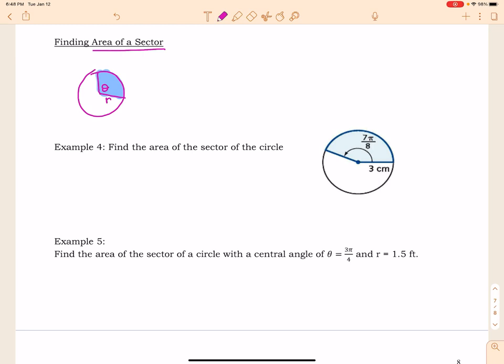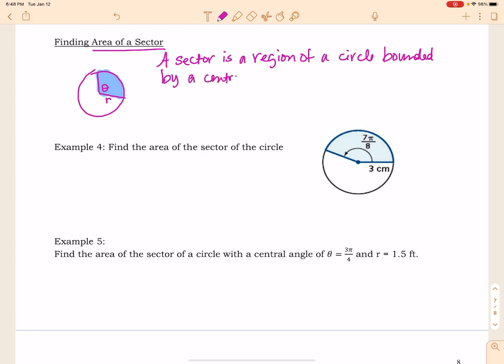So when we define this, we need to understand that a sector is a region of a circle bounded by a central angle and the intercepted arc. All right, so basically what I shaded in is blue.